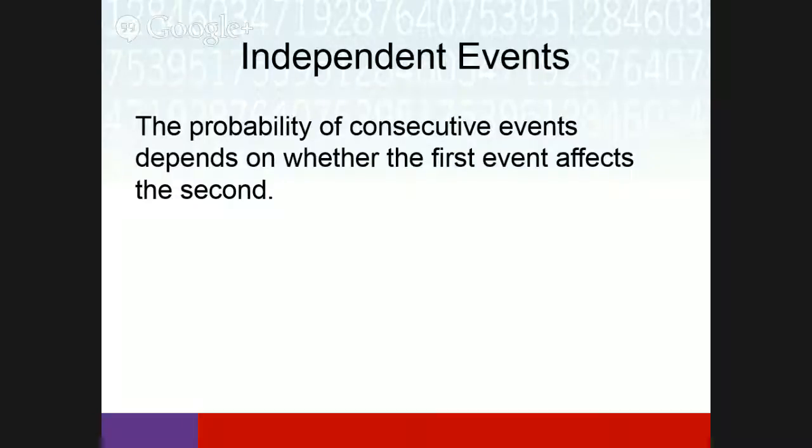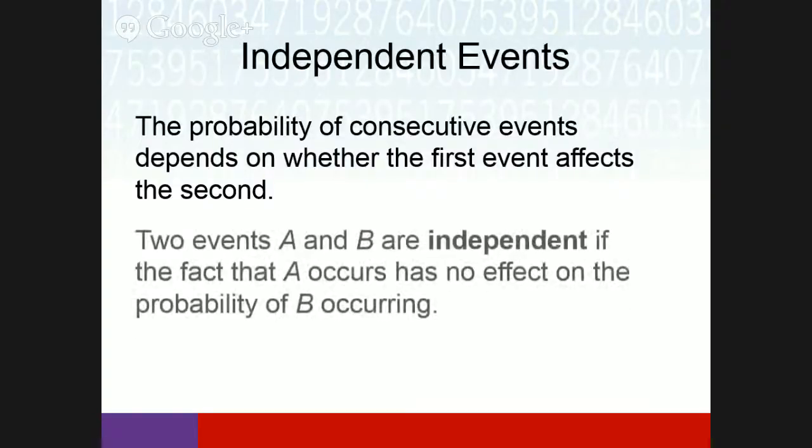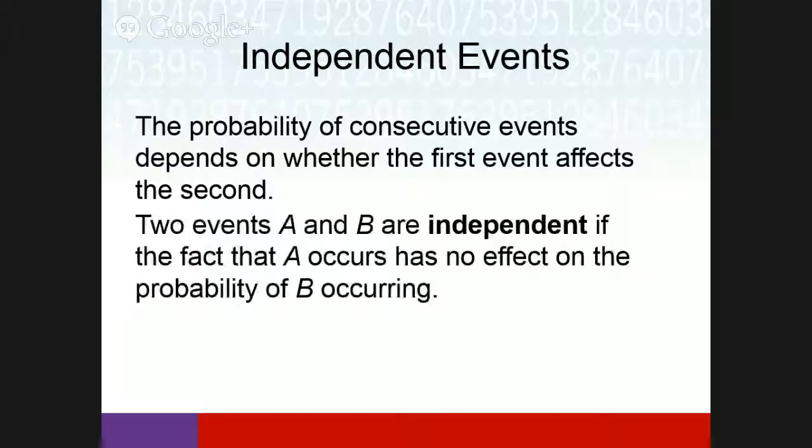So the definition of independent events: the probability of consecutive events depends on whether the first event affects the second. Right? This is an independent event. The definition of independent is that event A has no effect on event B. Okay? We're looking at independent versus dependent. An independent event means event A does not affect event B. I talk about flipping coins. If I flip a coin and land on heads and I pick it up again, does it matter what I landed on the first time? No. It's not going to change the probability of getting heads any given time. So those 2 events are independent.